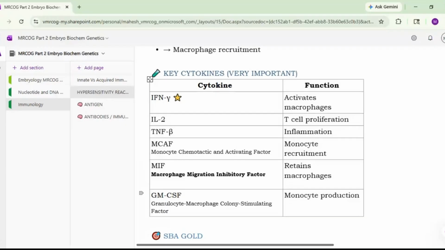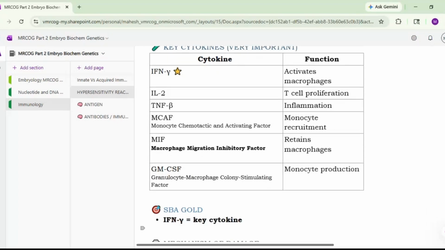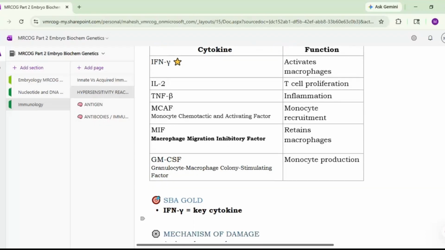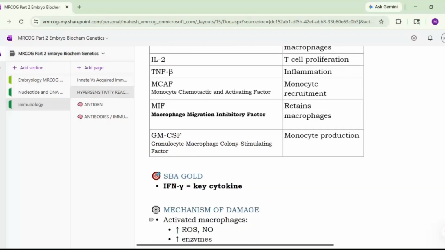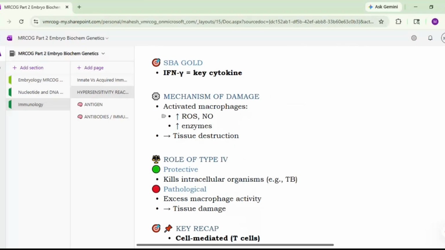Then you have granulocyte macrophage colony stimulating factor, for monocyte production. From monocytes only you get macrophages. So interferon gamma is the key cytokine in the type 4 type of hypersensitivity reaction. So what is the mechanism of damage? Once these macrophages are activated, they will produce reactive oxygen species, nitric oxide, and various enzymes, and that will lead to the tissue destruction.